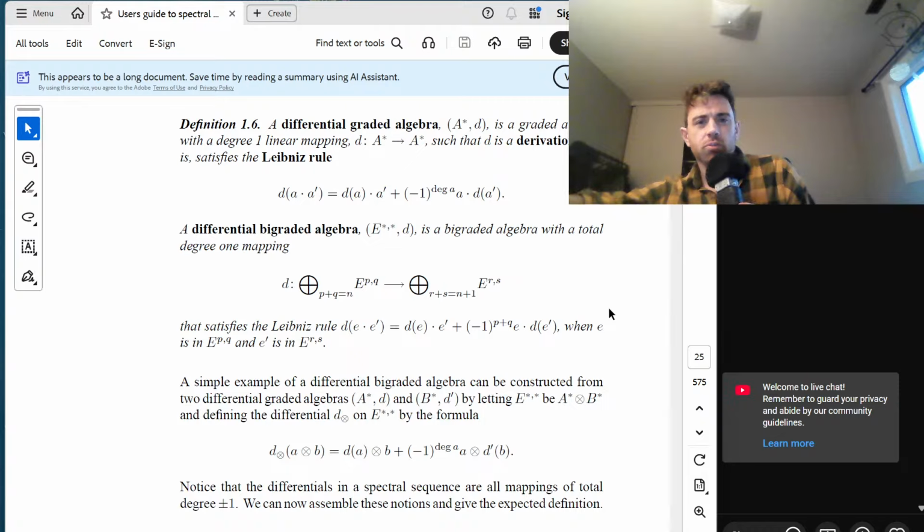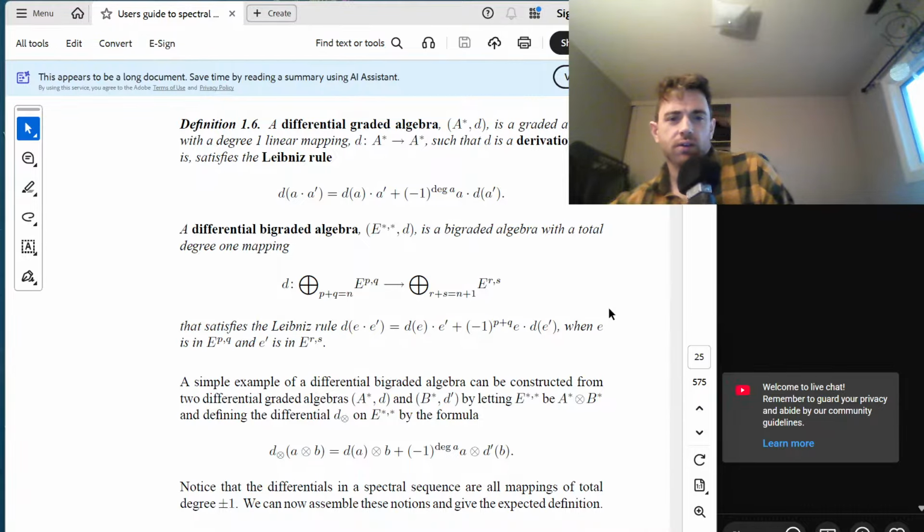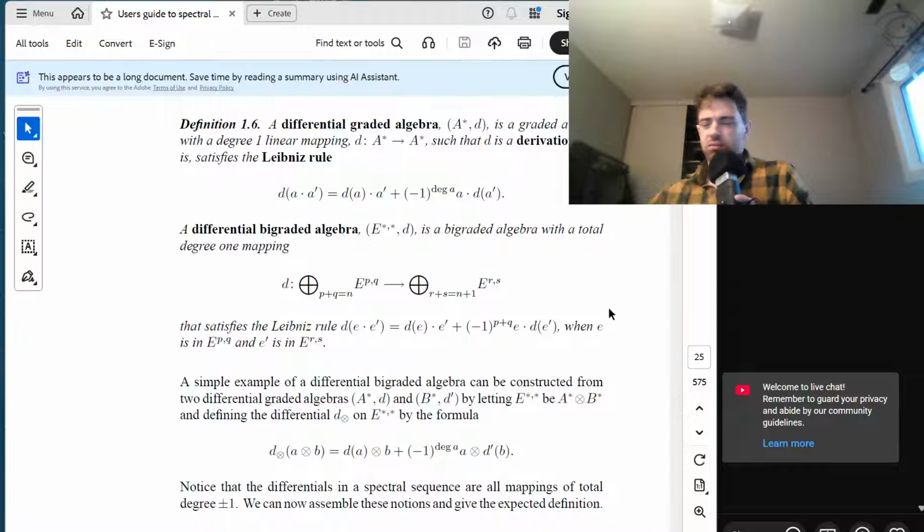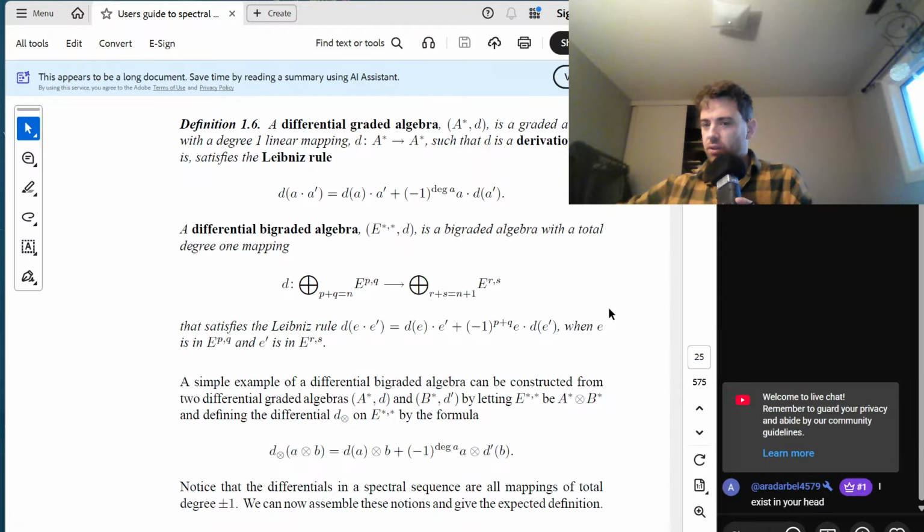Okay. A differential graded algebra is a graded algebra with a linear mapping, which is a derivation. And, okay, we don't need it to respect the grading? Oh, degree 1. Yes, so we do need it to increase the grading. You exist in my head? Oh, okay. That doesn't mean that you don't exist in the real world, of course.